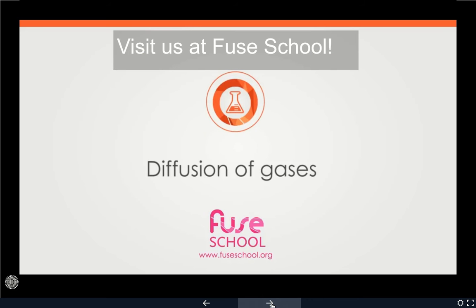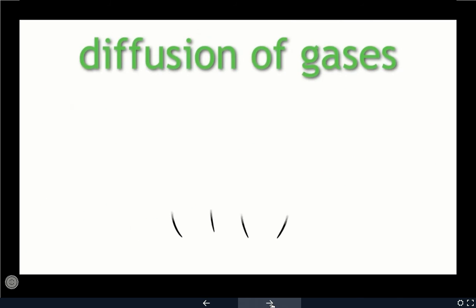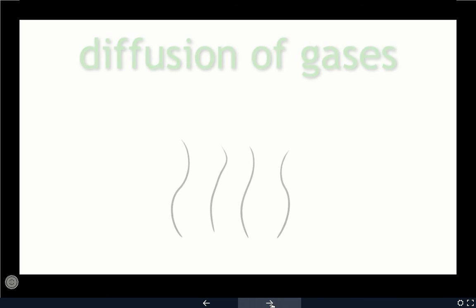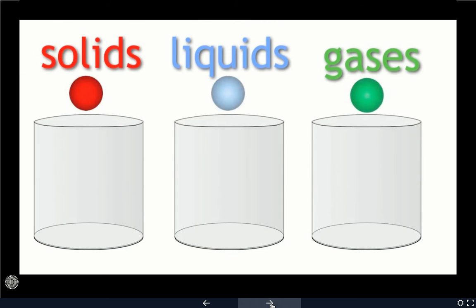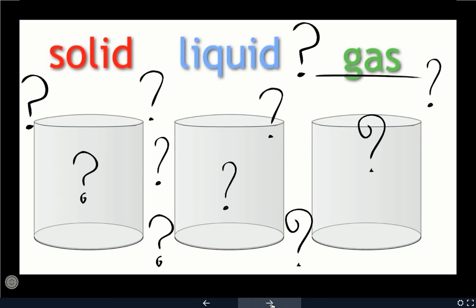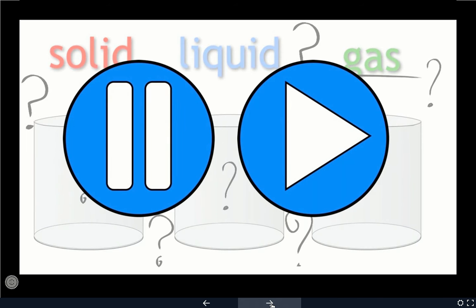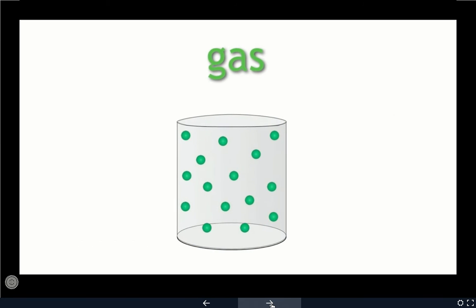In this lesson, we are going to learn about diffusion of gases. This will help you to understand how gases behave and also explain why smells spread. Before we start, you need to recall what solids, liquids and gases are like in terms of their particles. In particular, I'd like you to ask yourself, how are the particles arranged in a gas? Pause the video and restart it when you think you have the answer. The answer is that particles in a gas are spaced out and move about very quickly in random directions. Did you get it right?